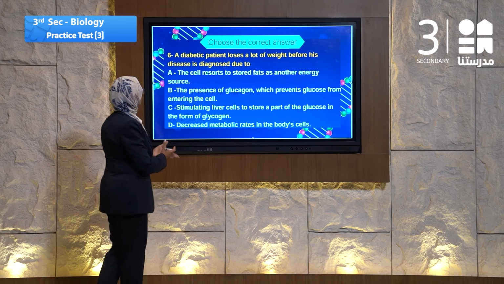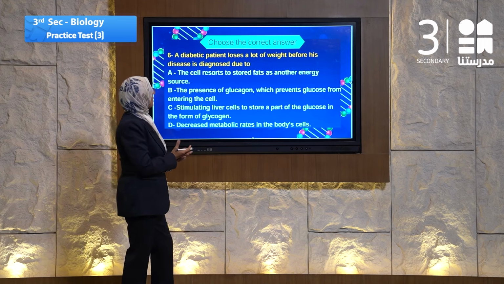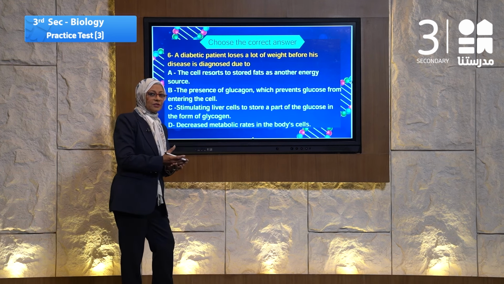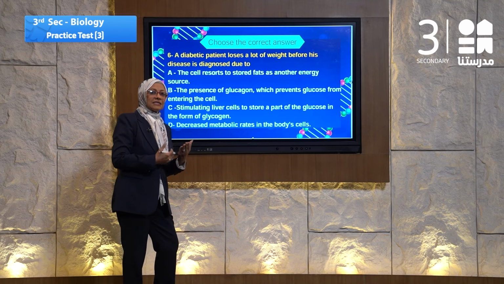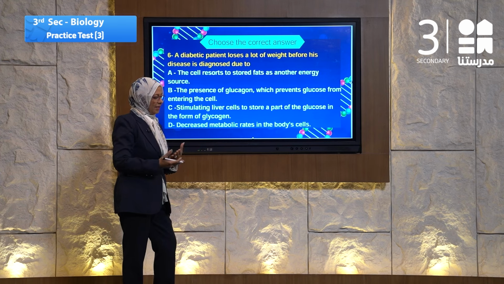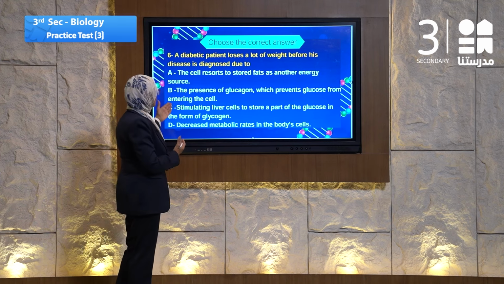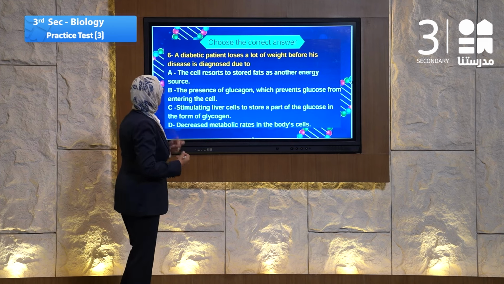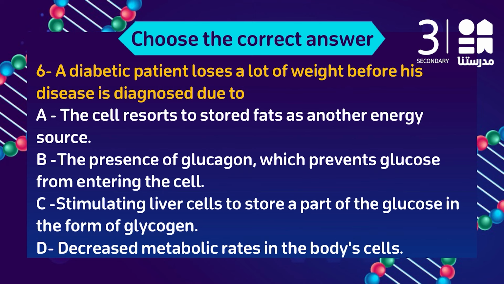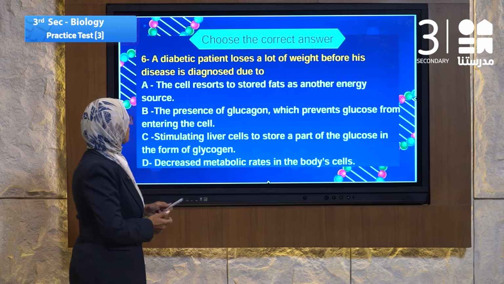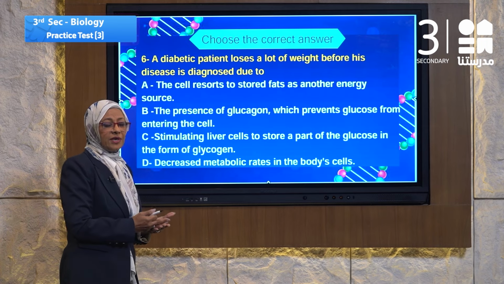Question number 6 speaks about the diabetic patient. Who are the diabetics? Diabetics suffer from increased blood sugar and decreased insulin and many other things. Let's read the question and then decide which choice is useful for the answer. Number 6, a diabetic patient loses a lot of weight before his disease is diagnosed. What is the reason for losing weight?